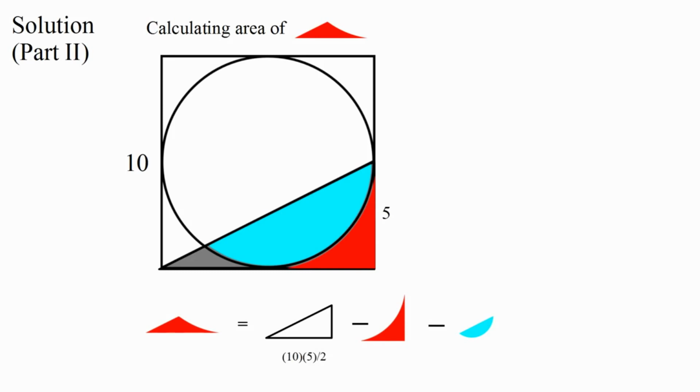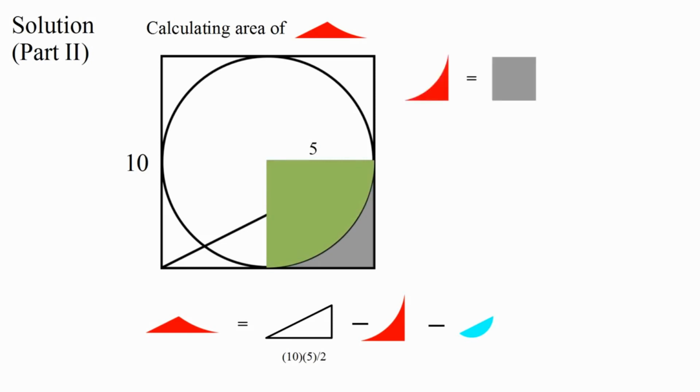This square has a side length of 5, so its area is 25. The circle has a radius of 5. So 1/4 of the circle is pi times 5 squared divided by 4. So this portion is 25 times 1 minus pi over 4. So we just have one more piece to solve for. This is the most complicated part.